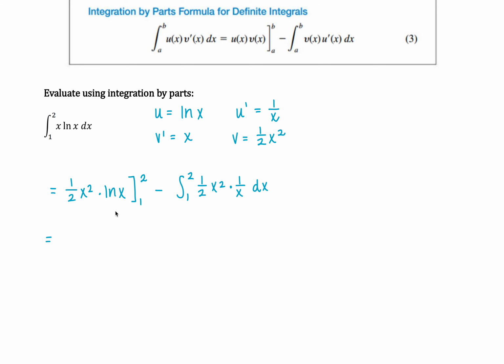Let me come back here. We're going to evaluate this from 1 to 2. Starting with the 2, we've got 1/2 times 2 squared, which is 4, times the natural log of 2, minus 1/2 times 1, because 1 squared is 1, times the natural log of 1. The natural log of 1 is 0, which takes all of this, 1/2 times 1 times the natural log of 1, and that all goes to 0.